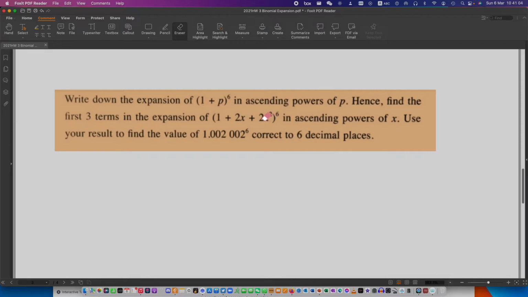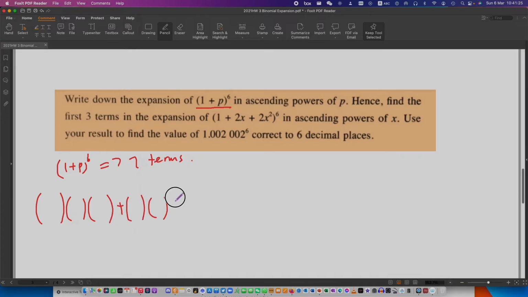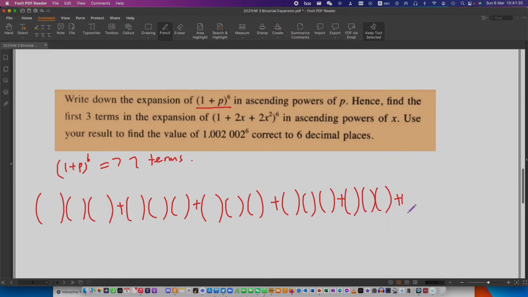So over here, they expect you to expand everything. So yes, this question they want you to expand everything. So pretty easy. This is power 6, right? So how many terms are you going to have? 7 terms. So 7 terms, 7 groups of brackets. Second group, third group, fourth, fifth, sixth, 7. Now your job is to fill up. So this is 1p, 1p, 1p, 1p, 1p, 1p, 1p.